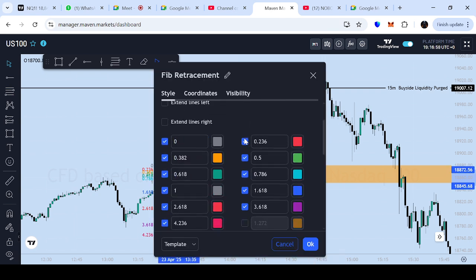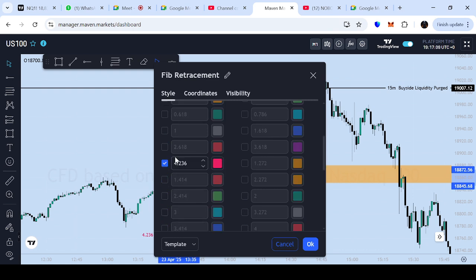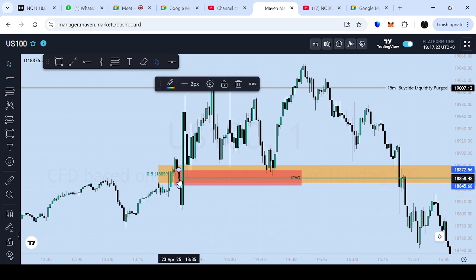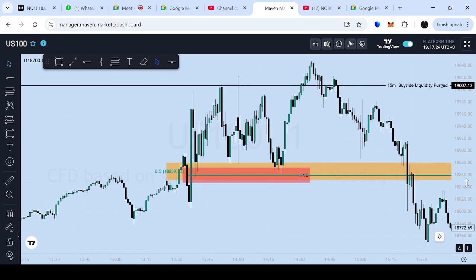You can off all this. We are only interested in the 50%. So that's what we are going out for, the 50%. This is your 50%. That's 0.5. That's the 50% Fibonacci level. That's the 50% there.